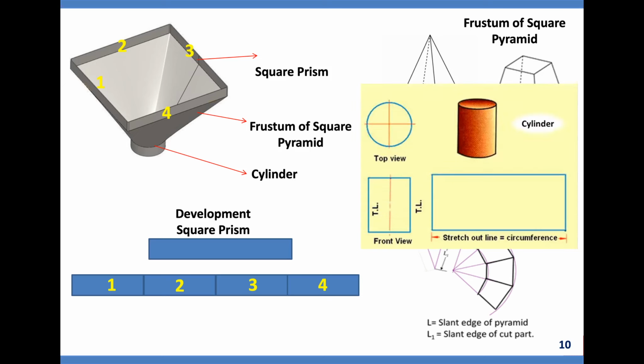Then last one, cylinder. Pi d is the formula to be adopted, and then get the development of the cylinder. We got square prism, frustum of square pyramid and cylinder. Spread it on a plane area. Do cutting, fold it back. We got all the three objects, and then it has to be connected one by one in line by adopting the joining technologies.